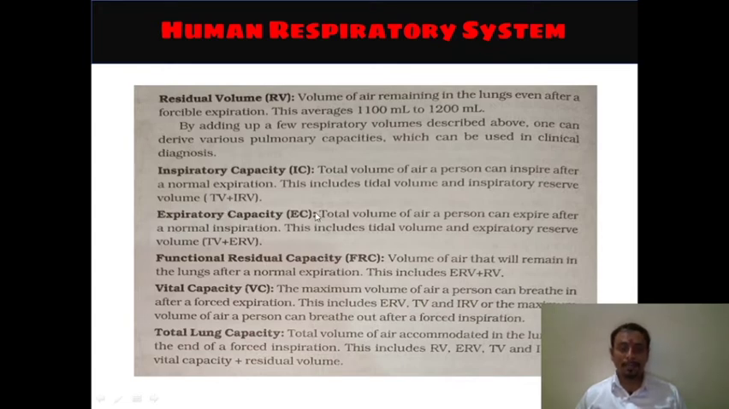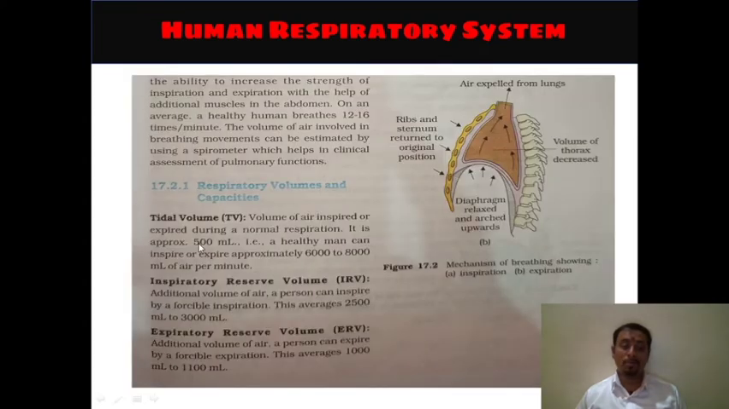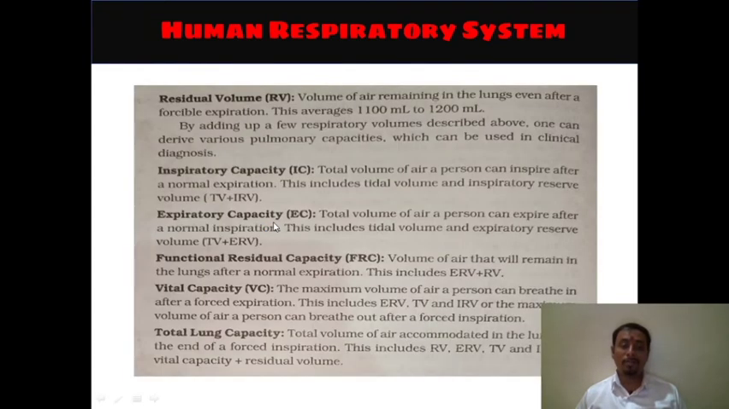Then expiratory capacity: total volume of air a person can expire after a normal inspiration. This includes tidal volume and expiratory reserve volume, that is TV plus ERV, approximately 7 liters, which I have already told you from the previous definitions. Then functional residual capacity, FRC: the volume of air that will remain in the lungs after a normal expiration. This includes ERV plus RV.